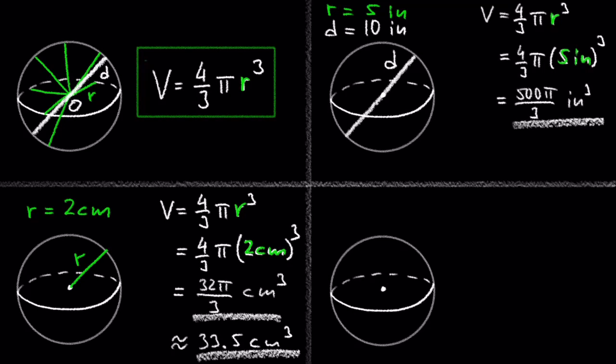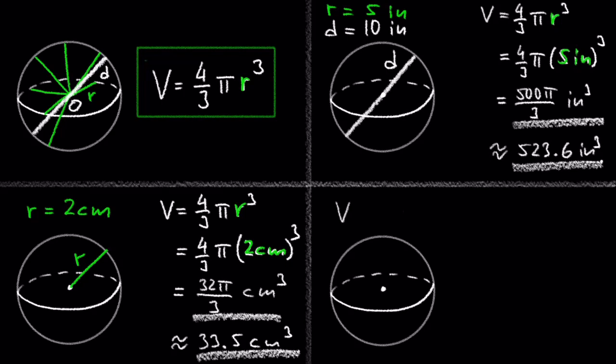You can find the approximate volume by using the pi key on your calculator. The approximate volume is 523.6 cubic inches, rounded to the nearest tenth.